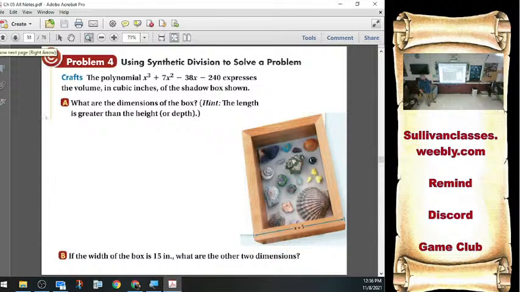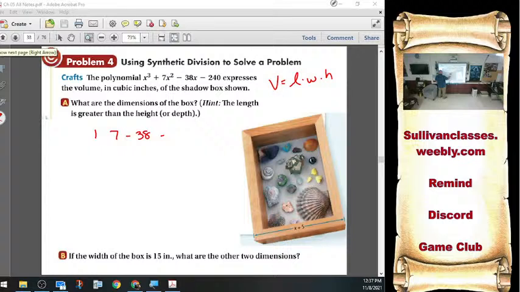Same thing goes for an expression. We got a polynomial that is the volume of the box. What are the dimensions of the box? Can you all see down at the bottom? X plus 5 for a width. So if I know that that's the width, I know it's a factor because volume is length times width times height. So if I know the width is x plus 5, I should be able to divide by that and get length times height. So that's exactly what I'm going to do.